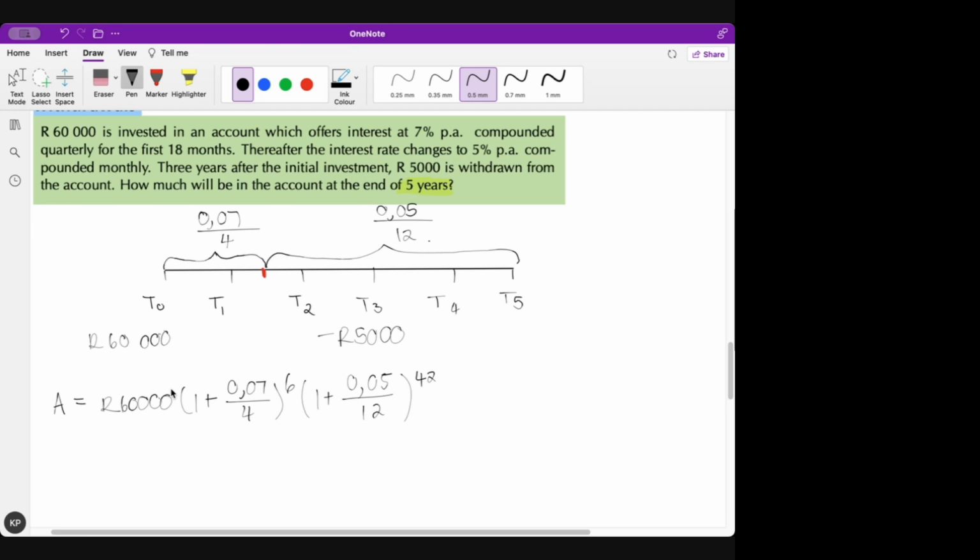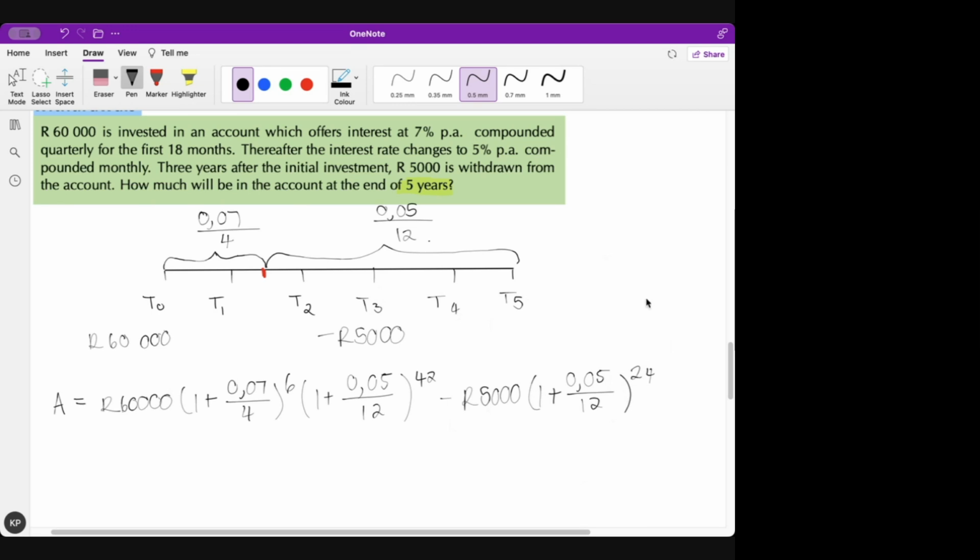5 years. But they went and withdrew 5,000 rands, which would have earned the following interest. 1 plus 0.05 divided by 12. And this was for 2 years, which means it would be how many months? If it was for 2 years, then it would have been 2 times 12, which is 24 months.